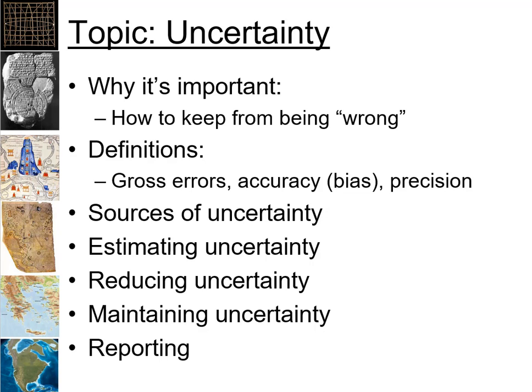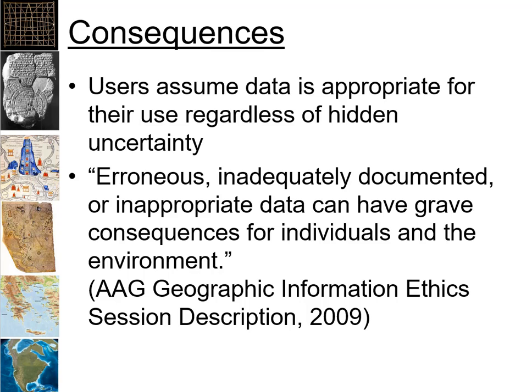And I'll go through a bunch of things about uncertainty: why it's important, some definitions, some sources, estimating, reducing, and maintaining it, and especially reporting it. It is important to know the consequences of error. So if you put up a map, folks are not going to look at it and say, I wonder what accuracy that map is. They're going to assume that it's true.